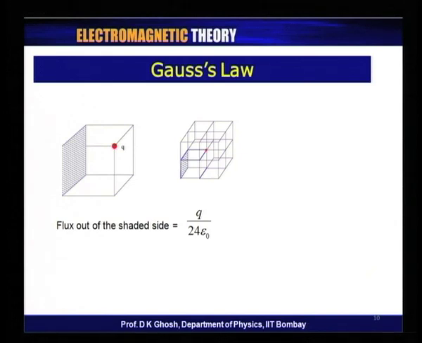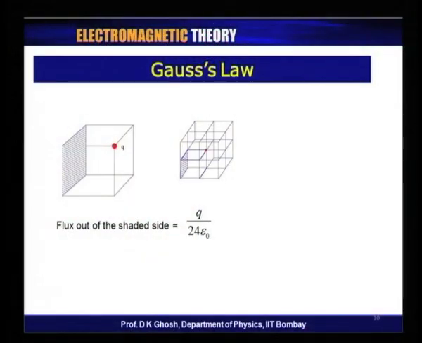if a charge is at the center of a cube, the flux going through any one of the faces is q by 6 epsilon 0. This expression did not depend upon the length of the side. So, whether it is A or it is 2A, if the charge is at the center of a cube, the flux through any face is q by 6 epsilon 0.